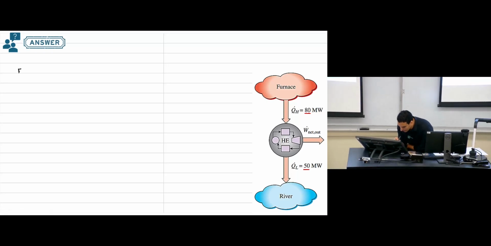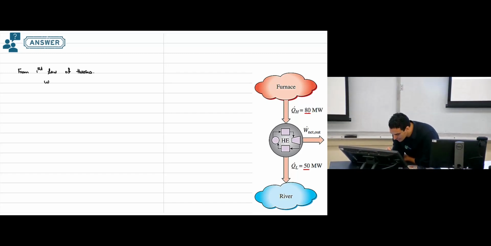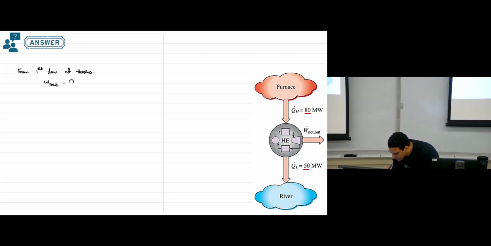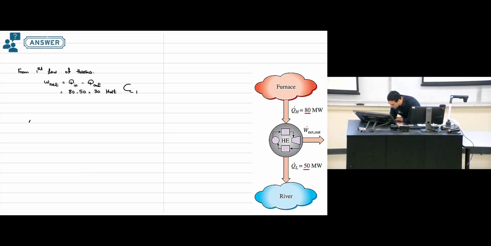So from the first law of thermodynamics, we know that net work is Q in minus Q out. So net work will be 80 minus 50, so this will be 30 megawatts. And this is the first requirement. Okay. Second requirement, we need to calculate efficiency.